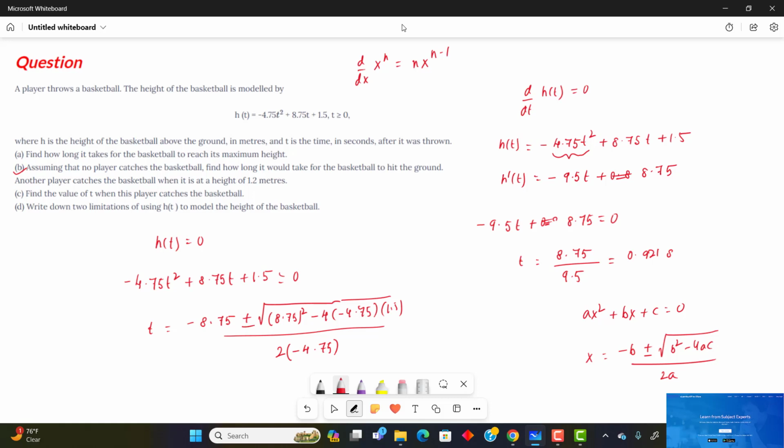Now we can use the calculator to find the two possible values of t, one for the plus sign and one for the negative sign. Possible values of t are minus 0.16 and, now you see, time can never be negative. So we will take this value t is equal to 2 seconds for the basketball to hit the ground.